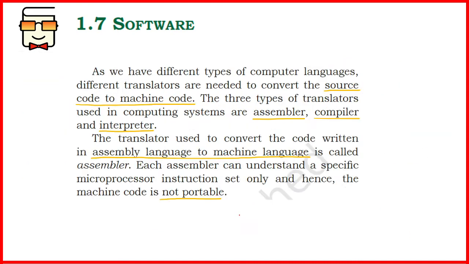Now there are three main types of language translators. The first is the assembler. Assembler, as the name suggests, converts assembly language into machine language. If you have written a code in assembly language, you'll need to run the assembler, which understands assembly language, and it will convert that code into machine language.